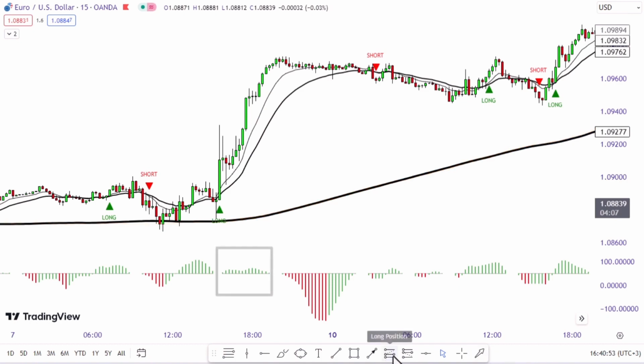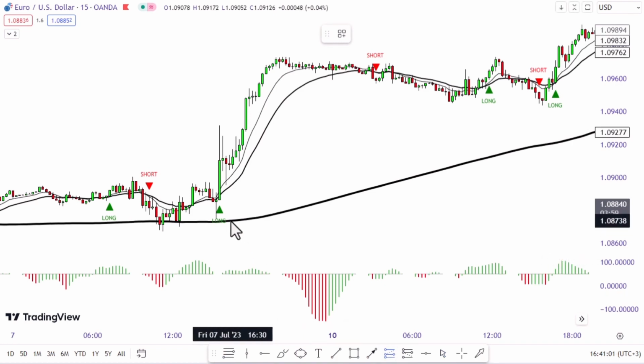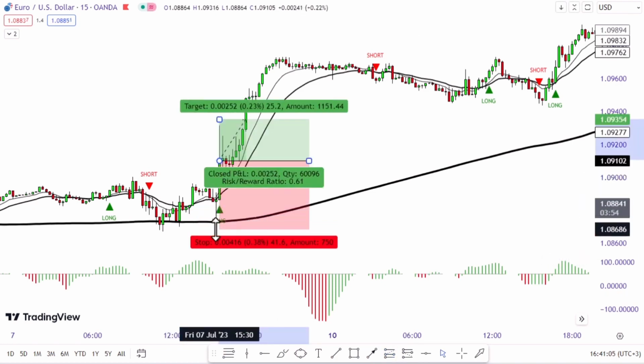It should be cheerful green and above zero. This is your second green light. Once these three conditions align, you're good to go. Set your stop loss a bit below the last swing low to manage risk.